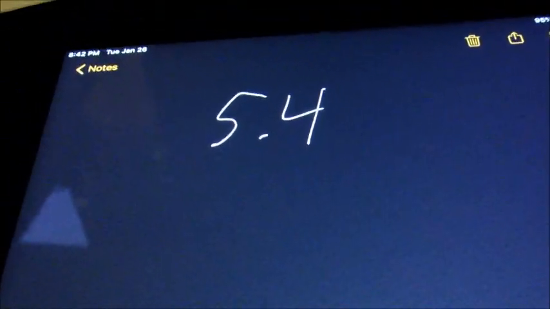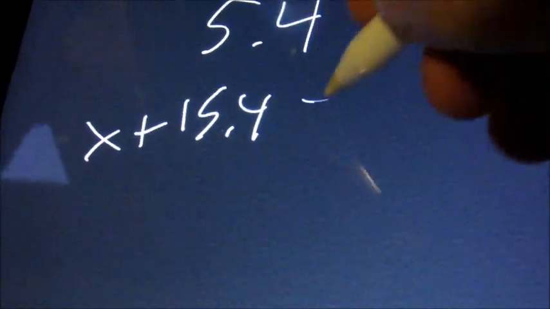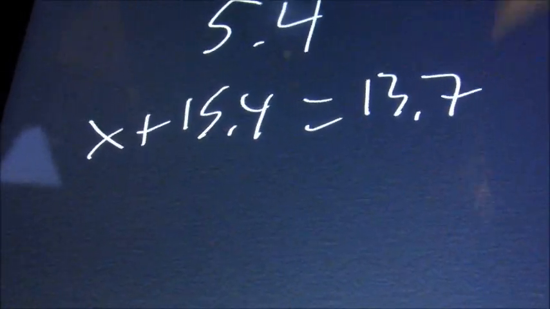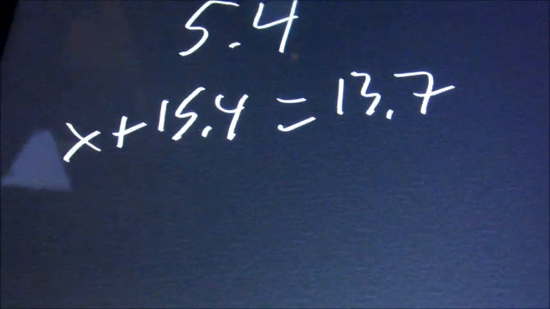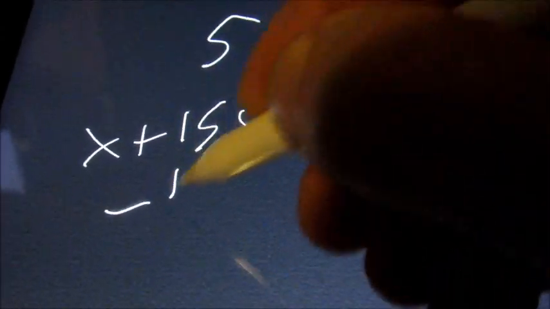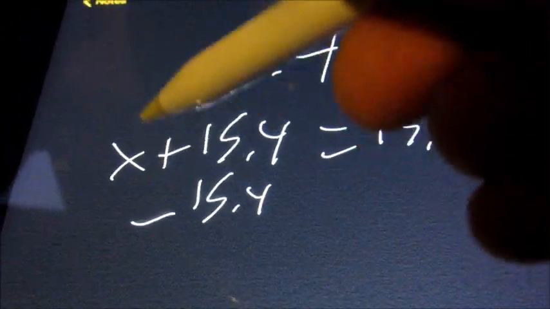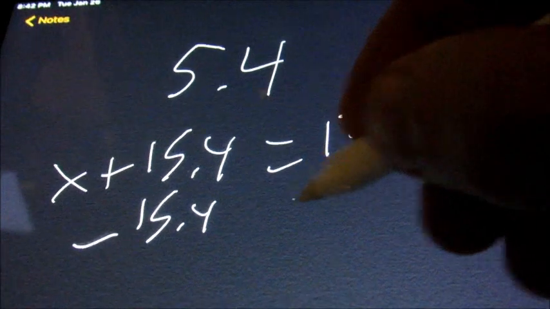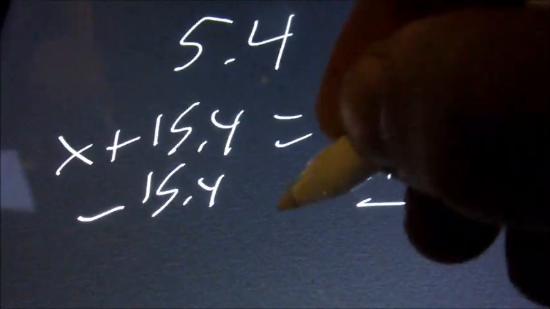In 5.4, we are going to solve equations with decimals in them. First off, let's just say we have x plus 15.4 equals 13.7. On something like this, we can just solve like we did with normal numbers. We have a plus 15.4, so we need to subtract 15.4. Since we did it on this side, we also have to do it on this side, so minus 15.4.